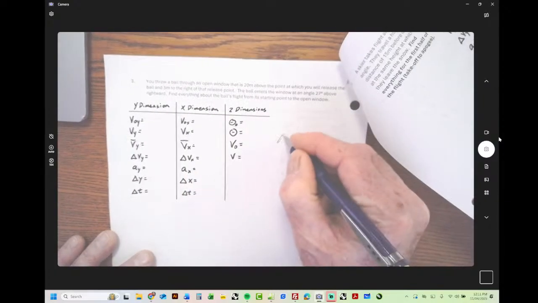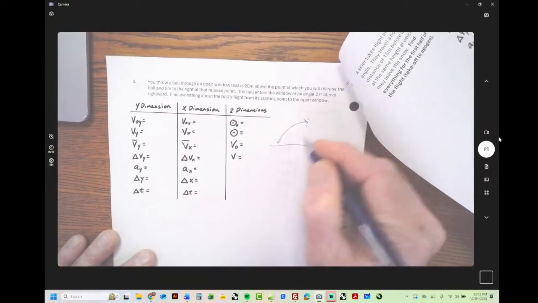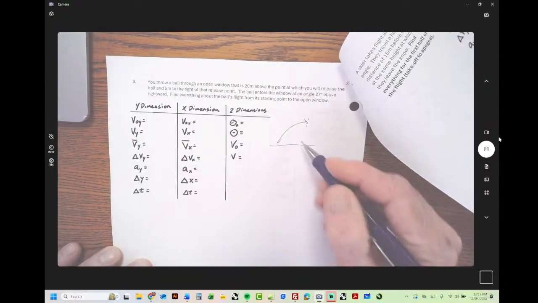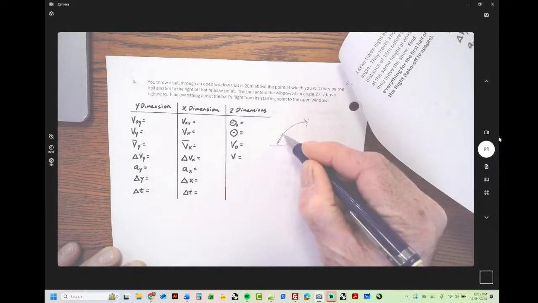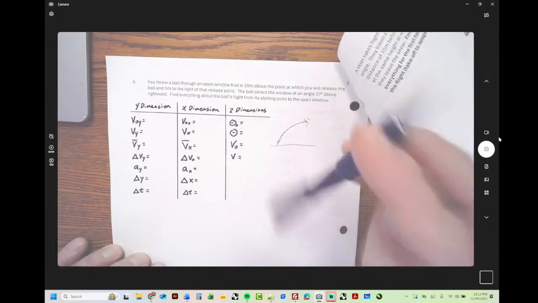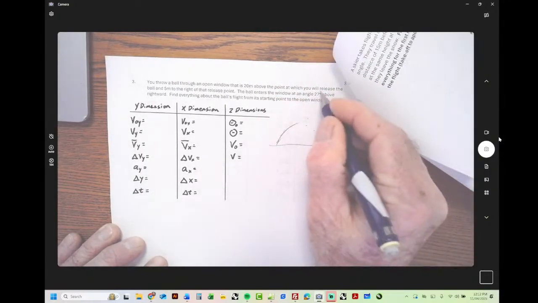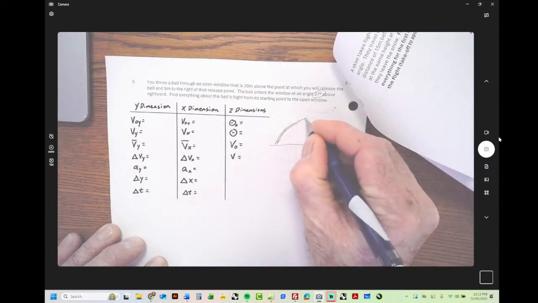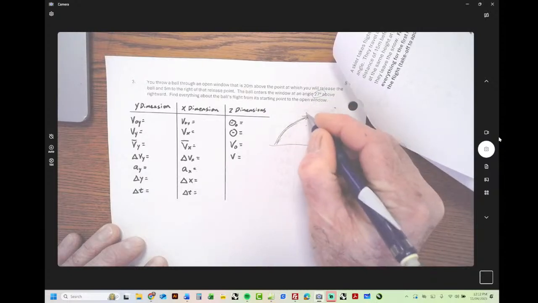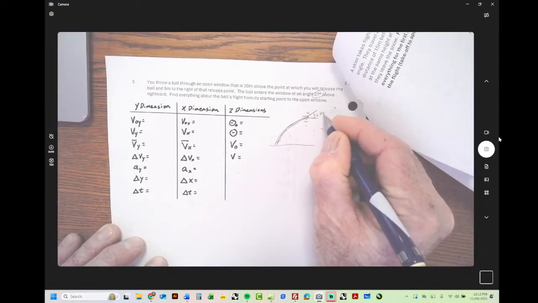So this is what I would call, there's the open window. This is what I would call an asymmetric problem. So this ball is going to go up, and it's not going to just stop at its apogee. It's either going to be before its apogee or after its apogee, and in this particular case, it's going to be before the apogee, so it's going to be something like that. It's going into this window at a 27-degree angle.